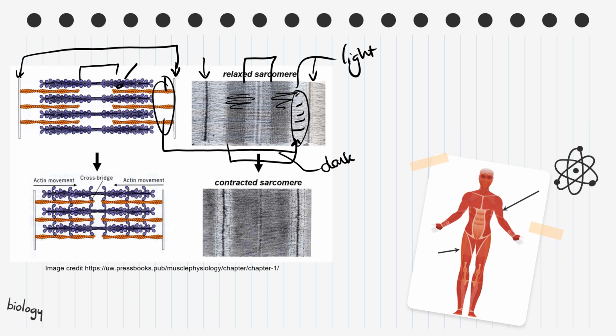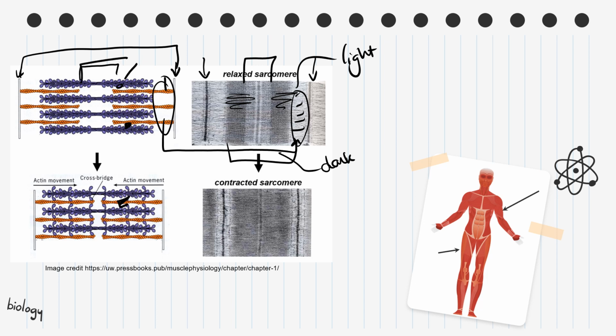When it contracts, again, we've got the ATP. It hydrolyzes, causes those myosin heads to get into the cocked position. Inorganic phosphate pops off so that it can bind. The ADP pops off, and the whole thing goes, and it squeezes those actin filaments together.